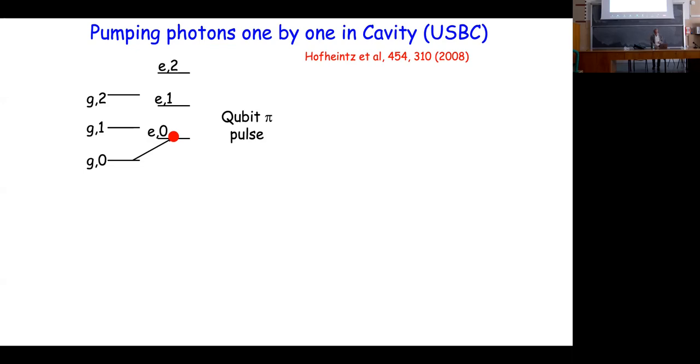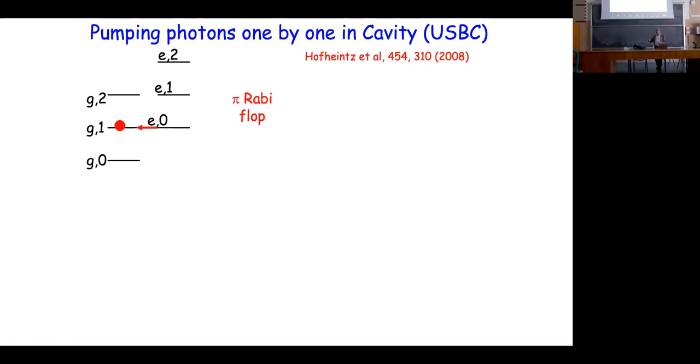Then you change the frequency of the artificial atom and you put it in resonance with the cavity. So you get this situation. And in this case, the system will evolve from E0 to G1. It will be a resonant interaction, and you wait for exactly the time required, a pi-Rabi flop. And so you have pumped one photon inside your resonator.